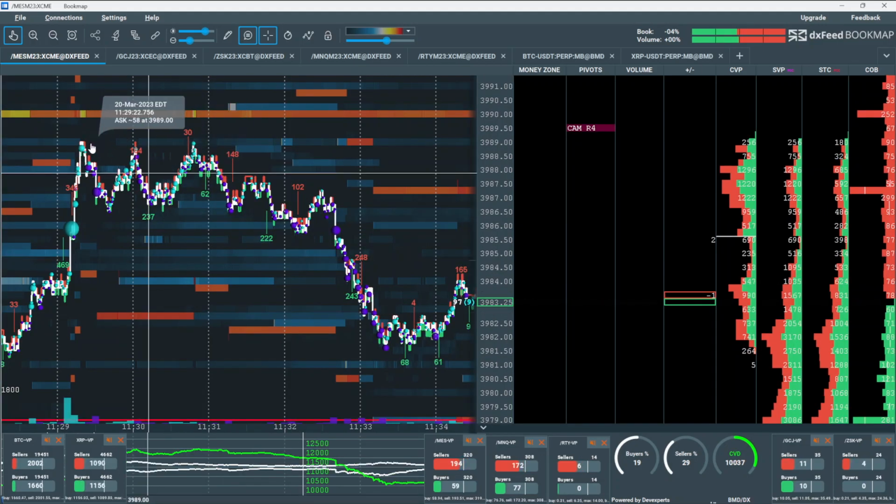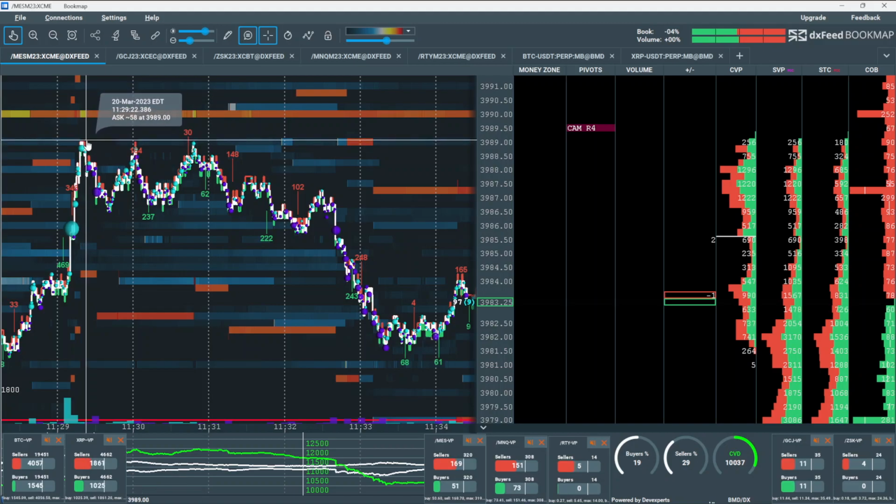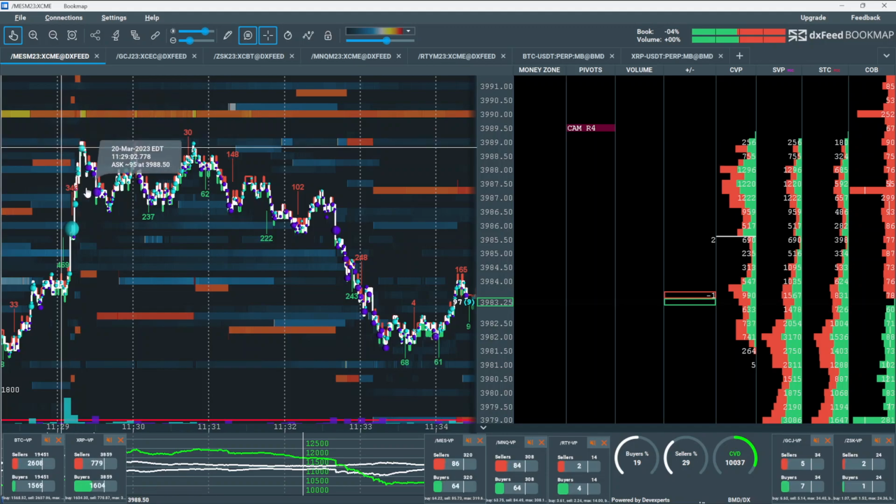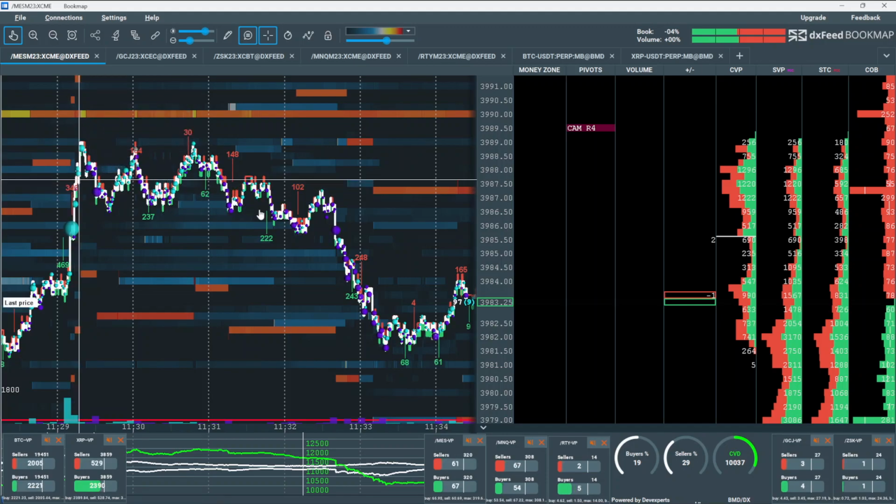We topped out at R4, which is where I should have probably entered in the first place. I should have had a little more patience and waited for R4. But I was looking at that structure right there, thinking we'd come back to the value area low. So that first short stopped out around this level, 39.8750, and then at 11:32 you see we're moving sideways.